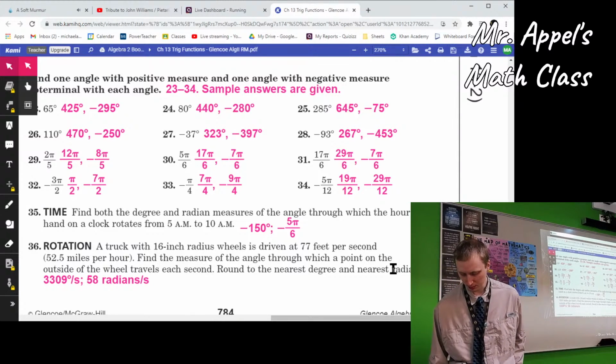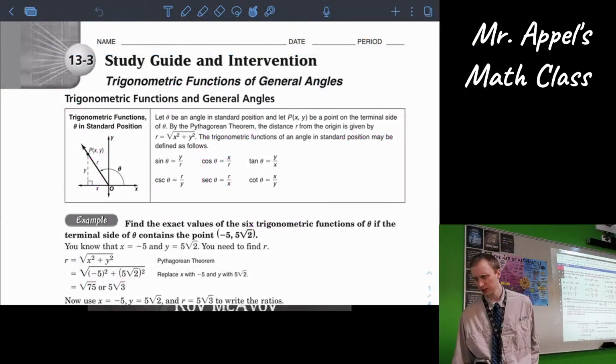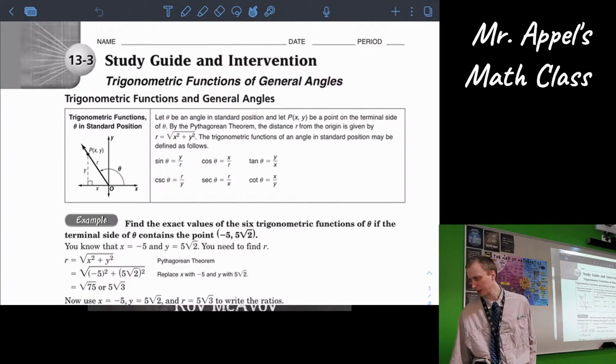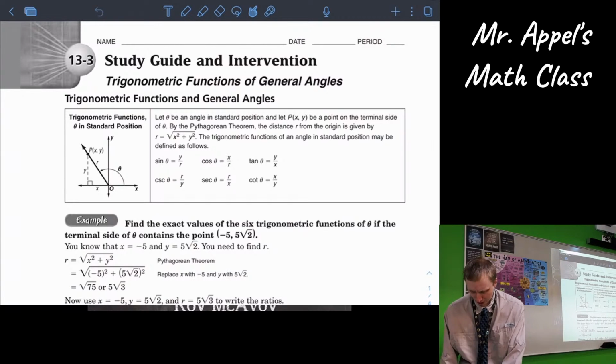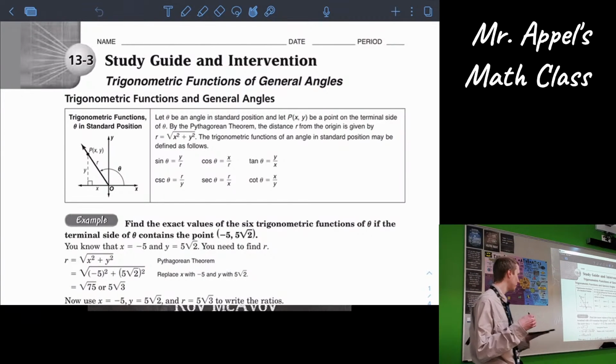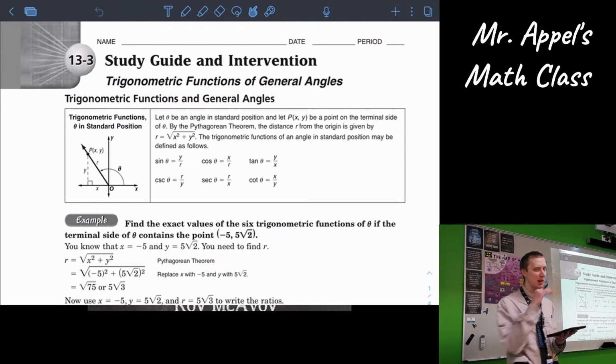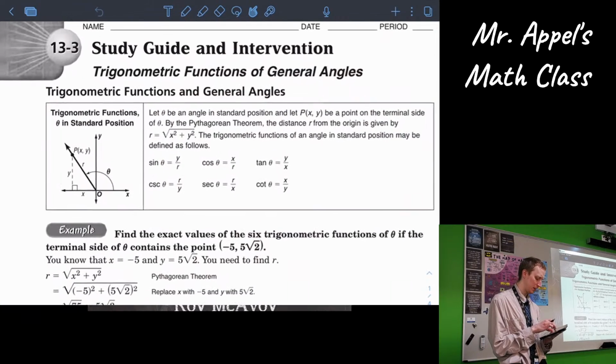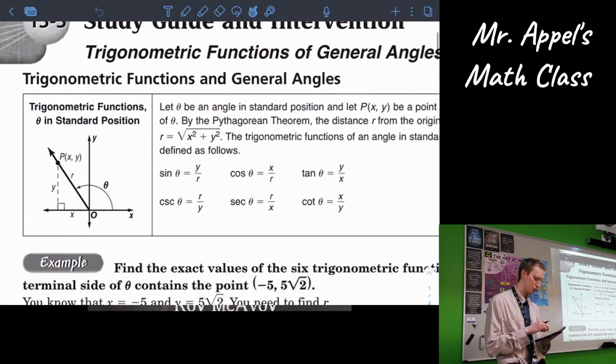Then let's go to the new thing. Let's talk 13.3. Okay. My window out of the way again. So, trigonometric functions of general angles. And I'm just going to highlight a few things straight from the intervention worksheet here, because it's really simple. Really simple, guys.